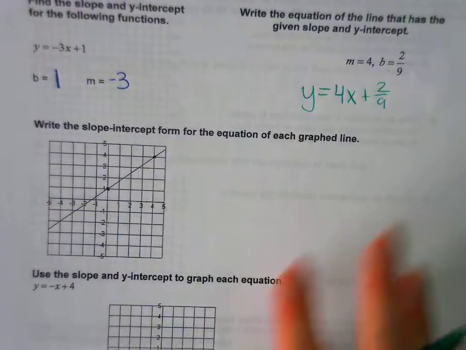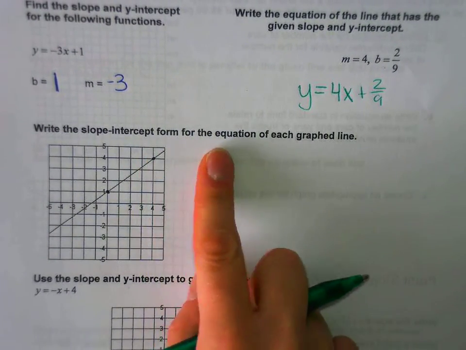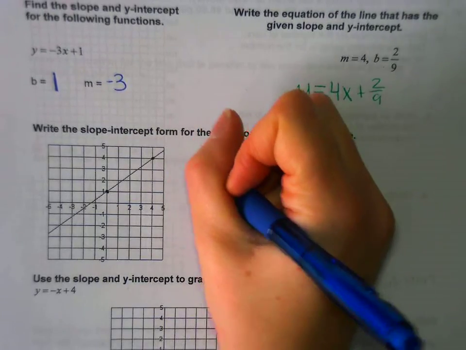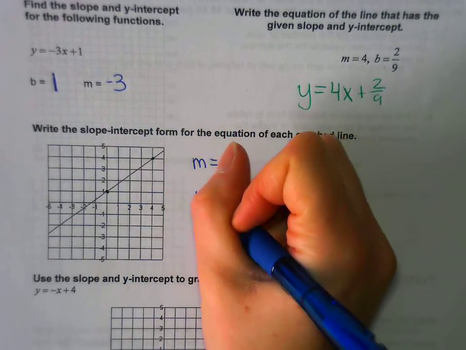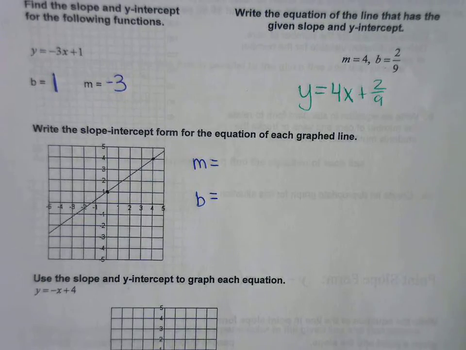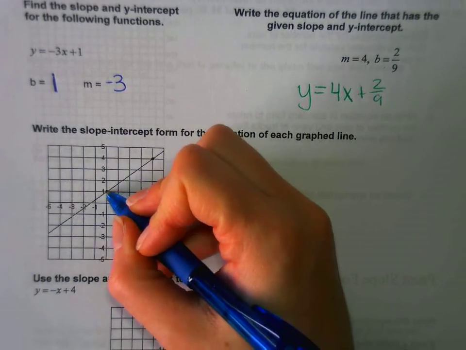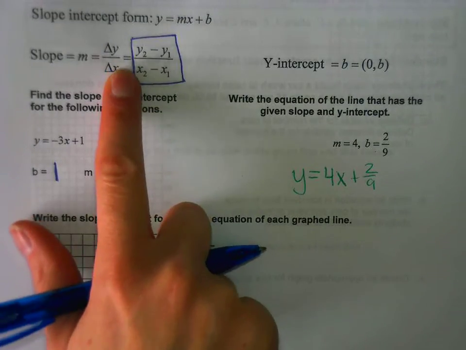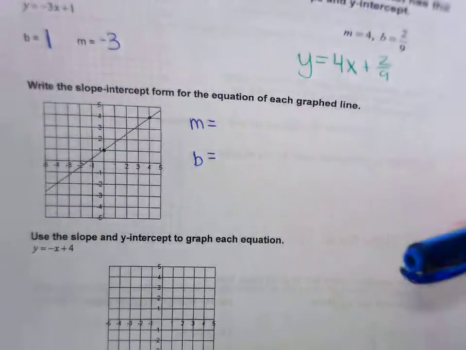So now we look at writing the slope-intercept form from the equation of the graph. So I need to find a slope, and I need to find my y-intercept. So if I start with finding my slope, I just need to have 2 points, which we already have 2 points identified for us. So to find our slope, remember it's the change in y over change in x, which is our rise over run.